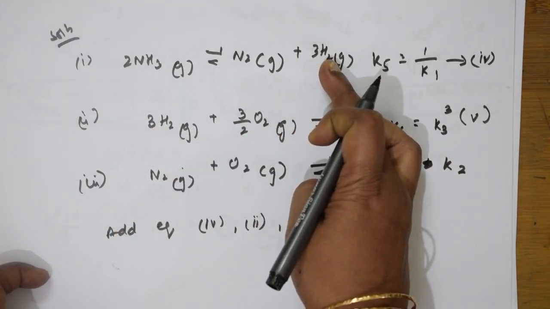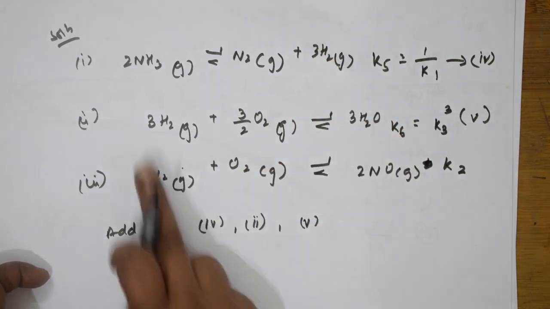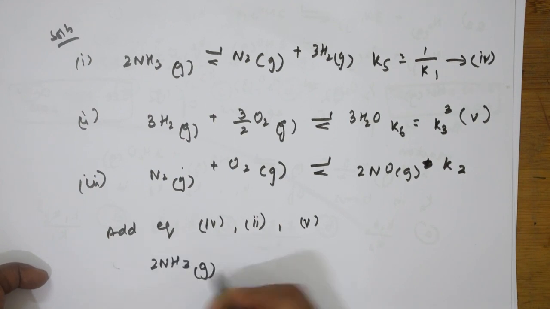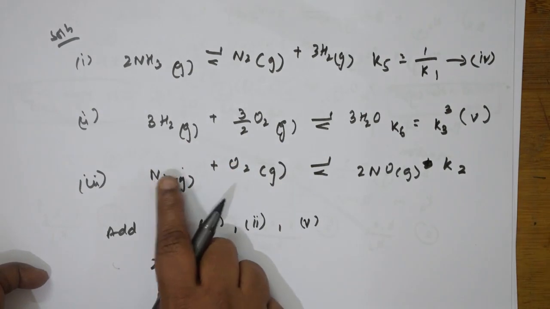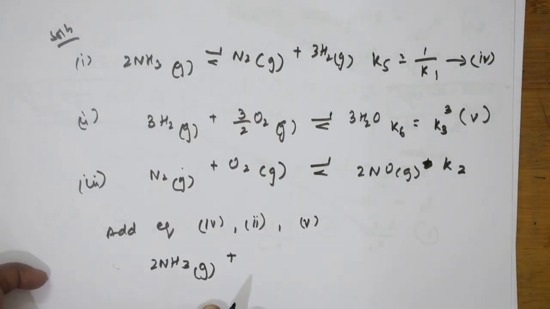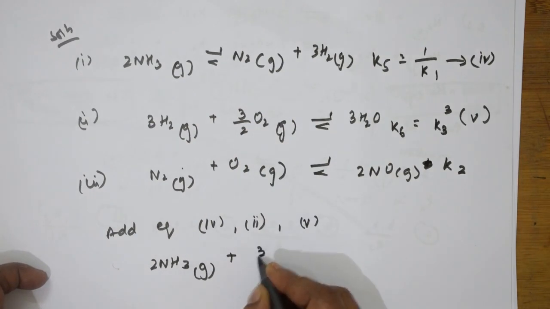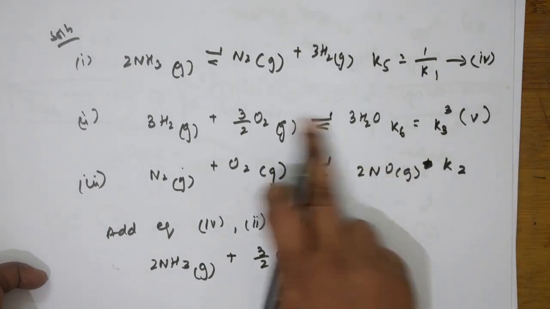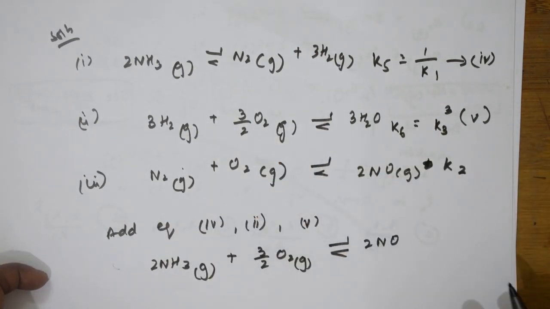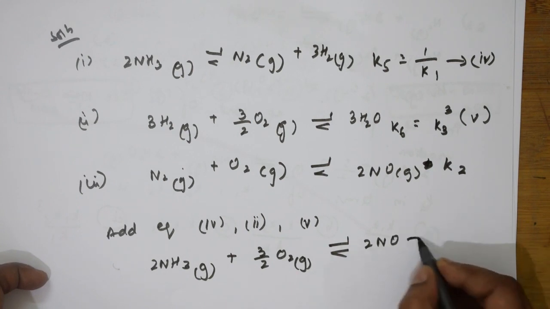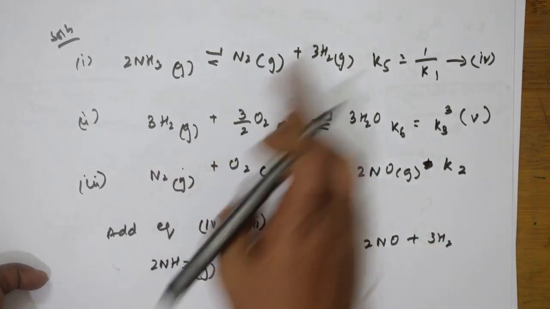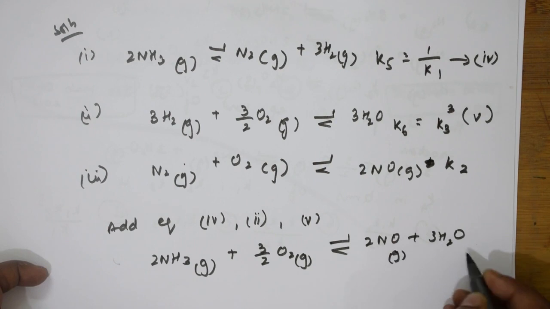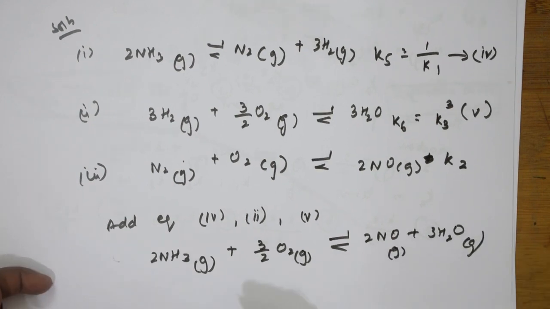3H2 gets cancelled here, right? Then what are we left with? 2 NH3 gaseous is here, so let us write that. This and this got cancelled. Nitrogen on this side gets cancelled, so hydrogen also got cancelled. So what are we left with? We are left with 3 by 2 oxygen, which gives, on this side, 2NO, correct? And 3 water molecules, because this and this got cancelled. This is gaseous, NO is gas, this is also gaseous state, correct? So let us see this.